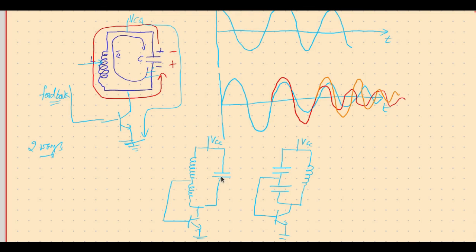So two inductors and a capacitor, this type of circuit is called Hartley circuit. So it is Hartley oscillator, and two capacitors and one inductor, it is called Colpitts oscillator.